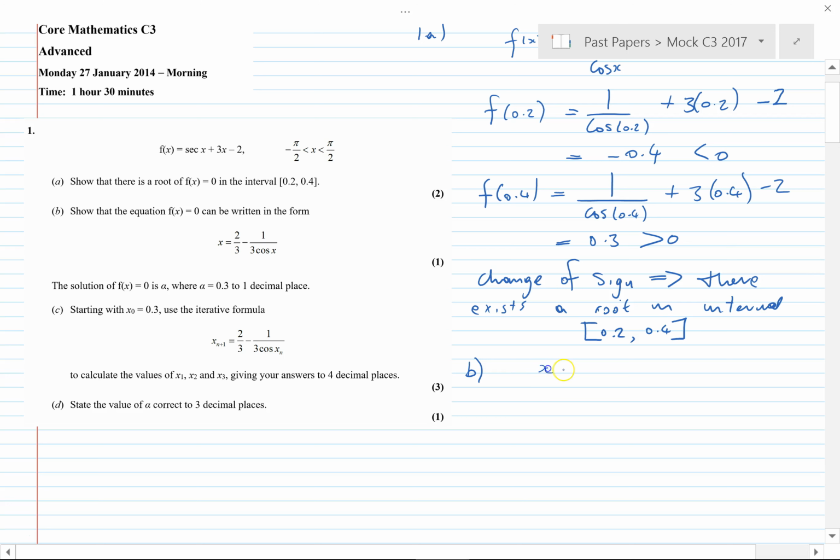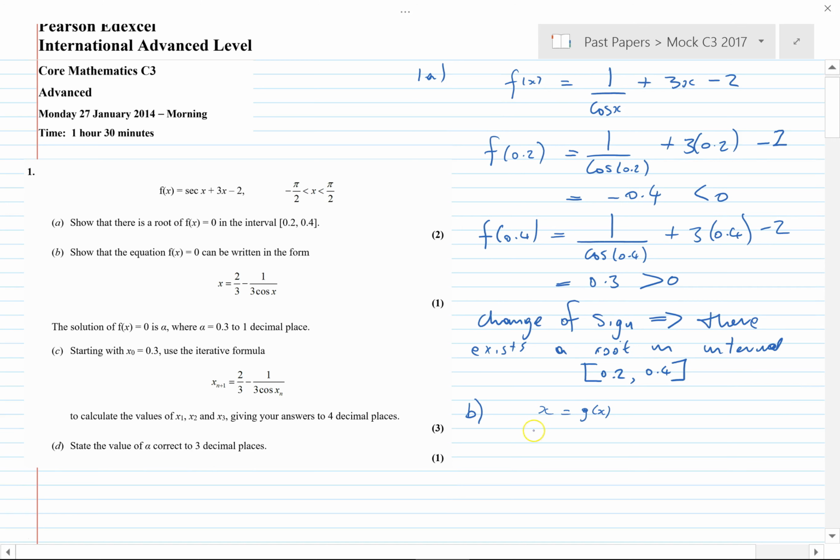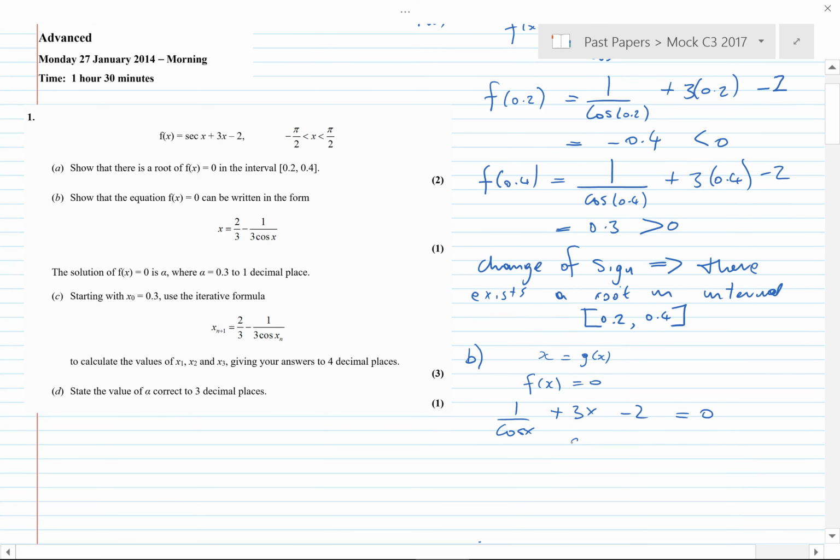We need to get into the form x equals g of x, but this one hopefully we can see, because the equation f of x equals 0 is 1 over cos x plus 3x minus 2 equals 0, which gives us 3x is equal to 2 minus 1 over cos x, which if we divide by 3 is x is equal to 2/3 minus 1 over 3 cos x. There's only one mark, so we don't really want to make too much of a fuss of that.